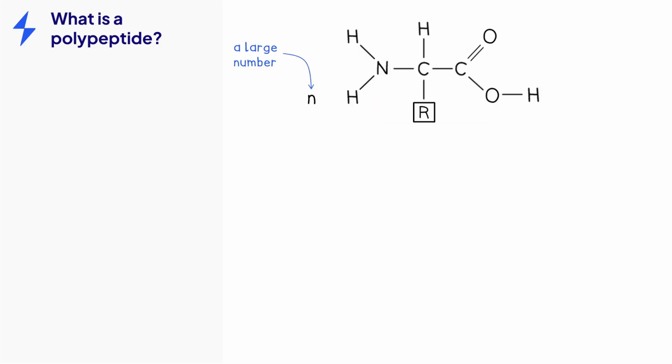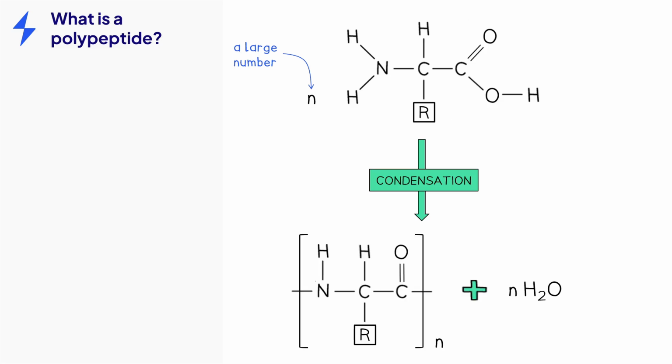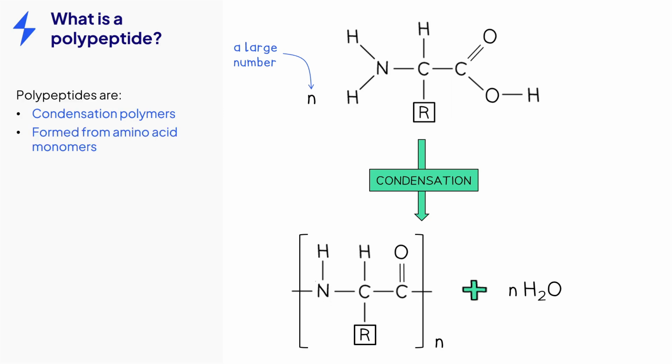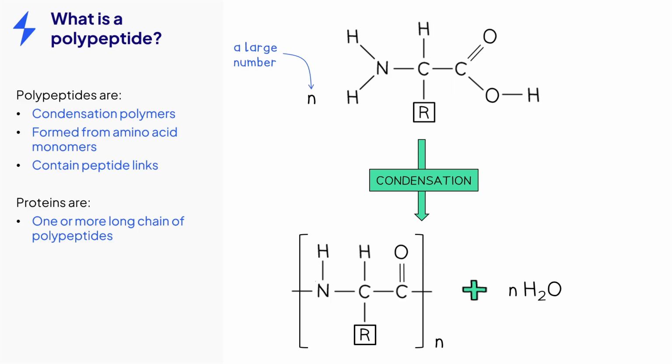When many amino acids join together via a condensation reaction, a polypeptide is formed. Therefore, a polypeptide is a condensation polymer formed from amino acid monomers joined together by peptide links. 1 water molecule is lost per each peptide link. A protein is 1 or more long chain of polypeptides. Make sure you can identify a peptide link, as you may be asked to label this.